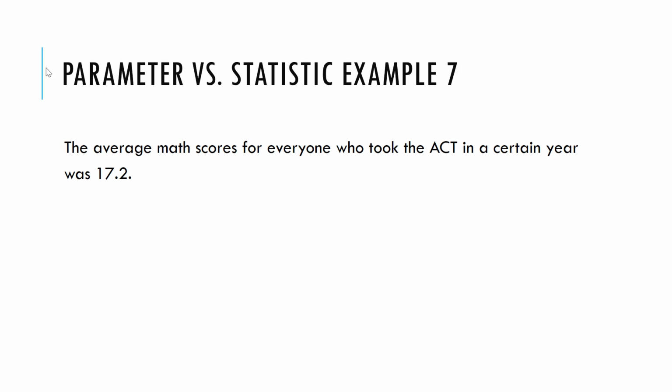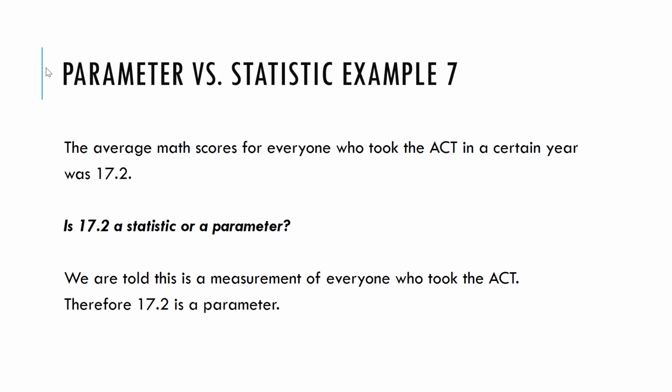The average math score for everyone who took the ACT in a certain year was 17.2. Is 17.2 a statistic or a parameter? We are told this is a measurement of everyone who took the ACT. Therefore, 17.2 is a parameter.